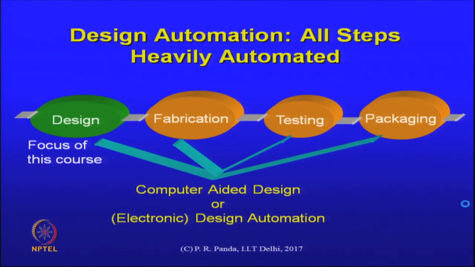The thing to note is that these steps are very heavily automated. Every one of these, starting from design to fabrication, testing, packaging and so on, all of these are heavily automated and overall form this domain called computer aided design. That automation is what is called CAD VLSI or electronic design automation. All the automation steps involved in going through the design phase, the fabrication phase and so on, all of these fall under what is called CAD VLSI.